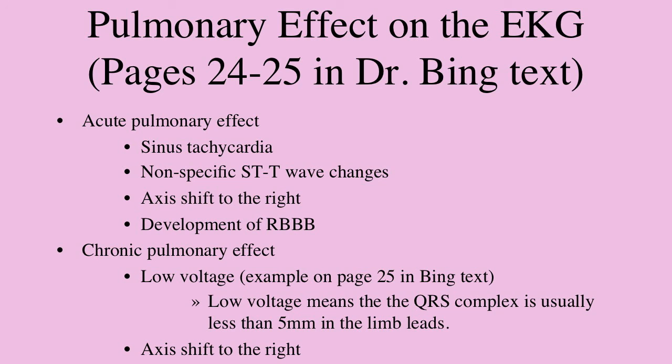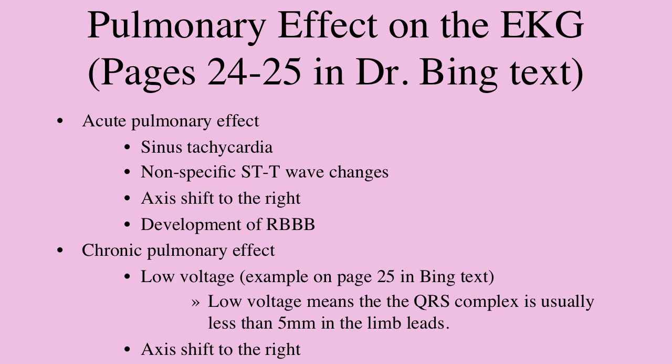On EKG, you'll often see, and again, this is in the small text, sinus tachycardia, maybe some ST-T wave changes, maybe a slight shift of axis to the right, and potentially development of right bundle branch block. You do not see this all the time, but these are some things that correlate with an acute pulmonary situation or effect on the EKG.